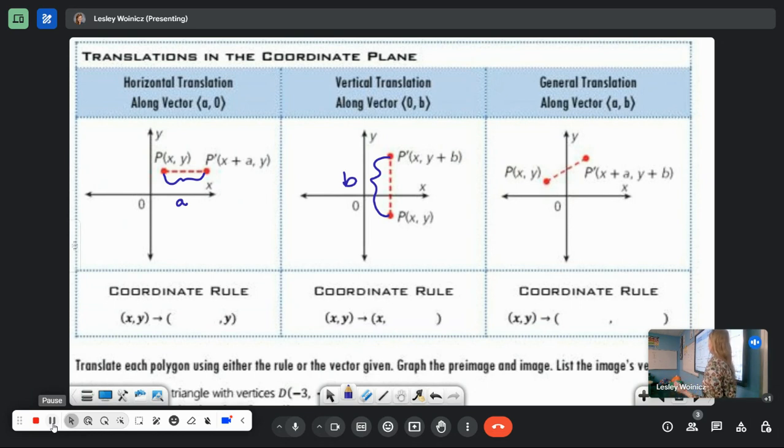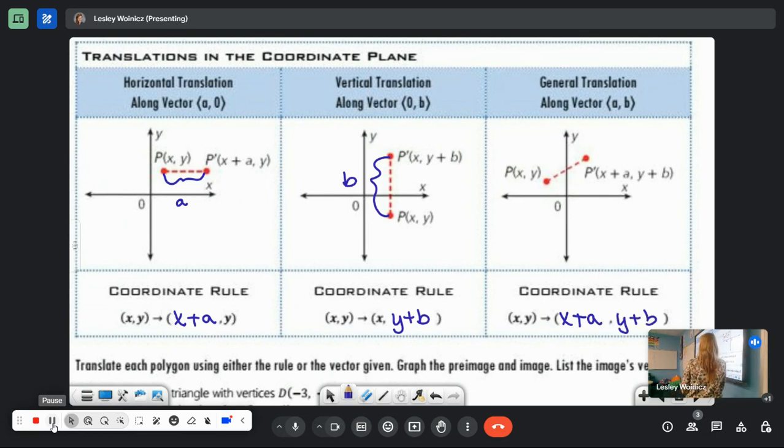What if I wanted to shift right and up at the same time? Well, then I just add an a and a b. Add one to my x, one to my y. That's really it. You guys are going to love this. So, this one is x plus a. This one is y plus b. This one is x plus a, y plus b.